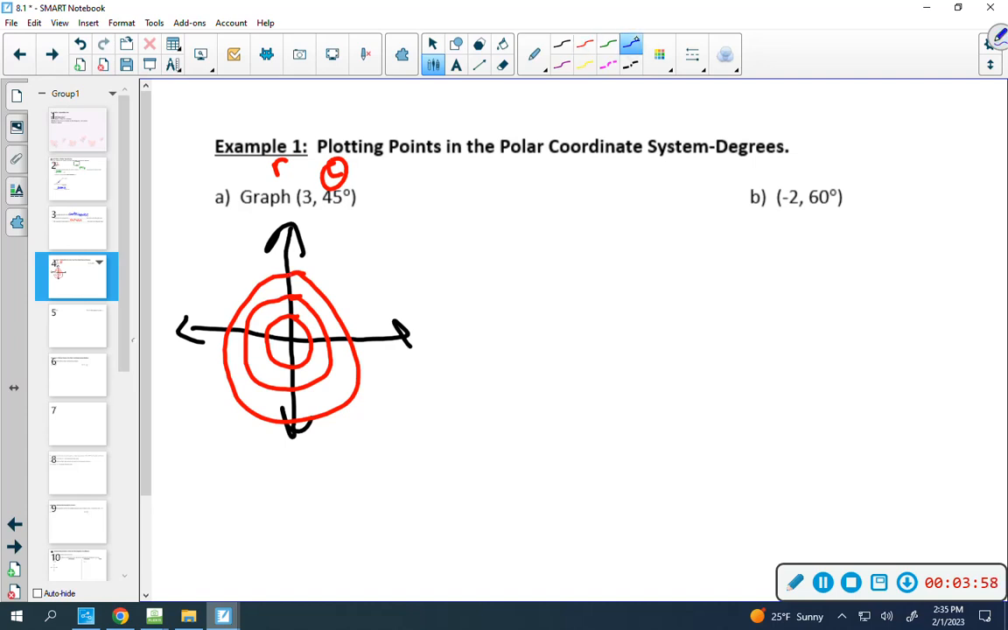Now, so radius 3, we're clearly going to that last outside biggest circle, and we're going to measure 45 degrees. Well, we all know where 45 degrees is. It's obviously directly in between 0 and 90. So my polar coordinate 3 comma 45, I'm trying to go right in the middle here, right there.